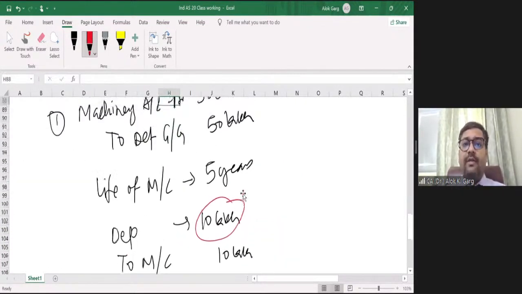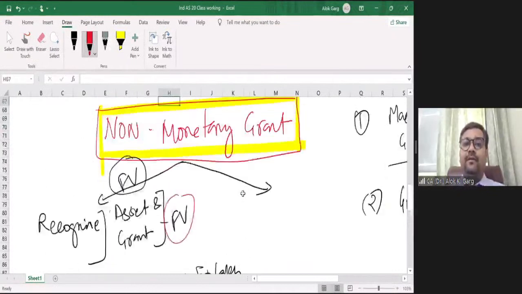Sir, if a non-monetary grant is given by the government, then the asset and grant have to be recorded at fair value. So this is the first approach. Yeah, you are right, Shraddha.